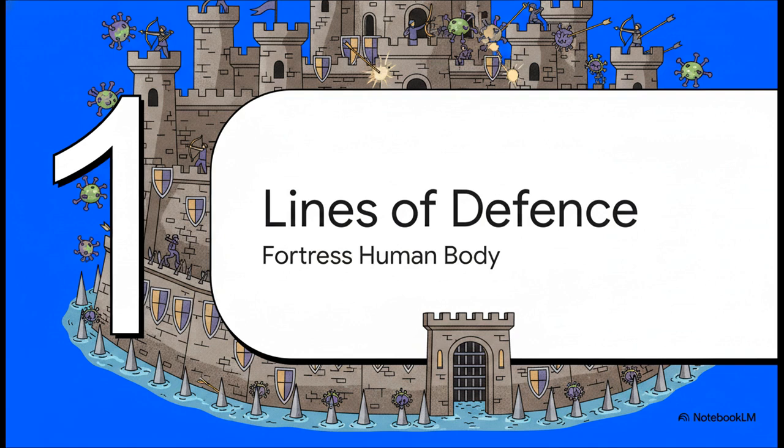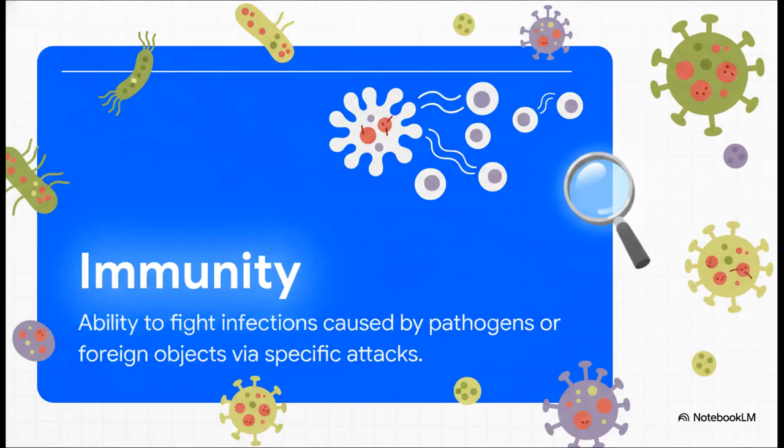Fortress human body. To truly wrap your head around immunity, I want you to picture the human body as a heavily guarded medieval fortress. Every single day, microscopic invaders are trying to breach your walls. But your body has this brilliantly layered security system designed to keep them out. Or, absolutely destroy them if they manage to get inside.